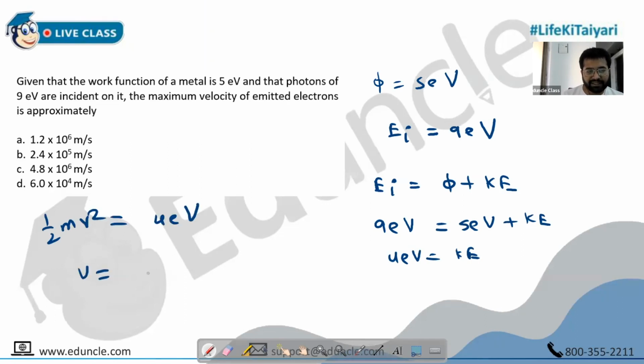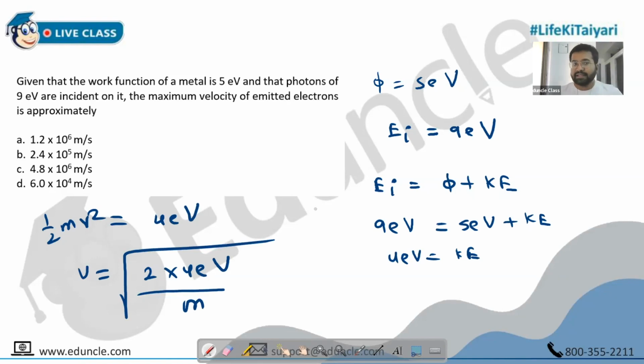So V will be equal to the square root of 2 into 4 electron volt upon mass. Now listen, just in exam, take care of one thing. Usually we always talk about photoelectric effect, but I have seen there are some hypothetical questions where they give some random particle and tell you that instead of electron, this particle was emitted. So in that case, you have to take care of the mass.